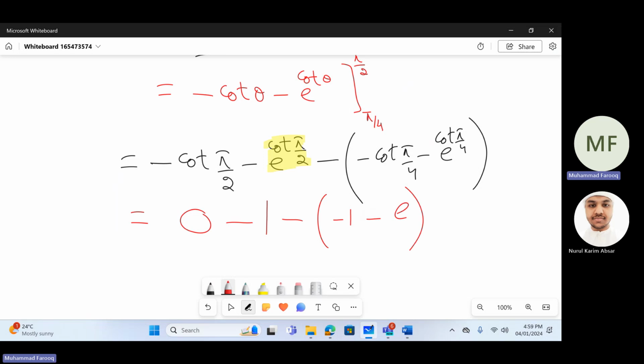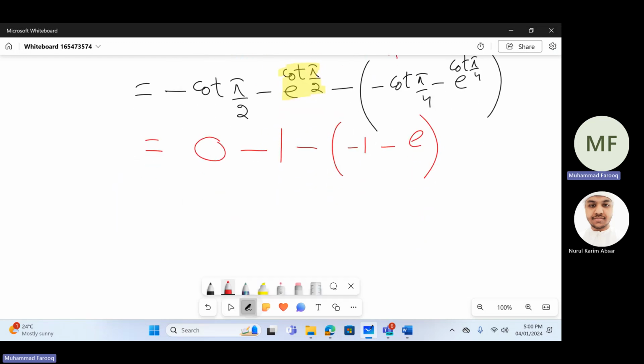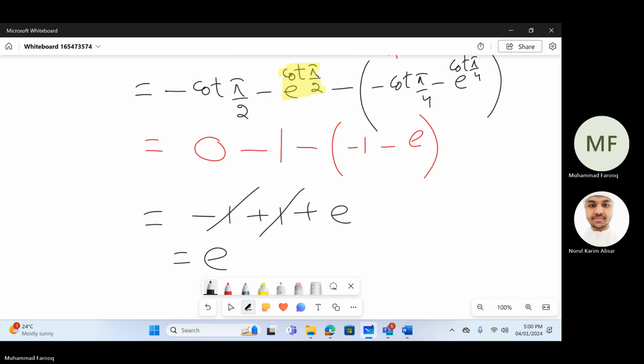Please use the calculator here so you can get the answer directly. Now please simplify the last step. This is minus 1; again minus is plus 1. This minus is plus e. This is cancelled out. So the answer, how much? e. You should get it like this in the exam. Honestly, you have to do this. So this is the finalized, simplified answer.